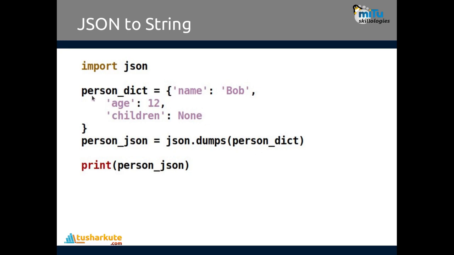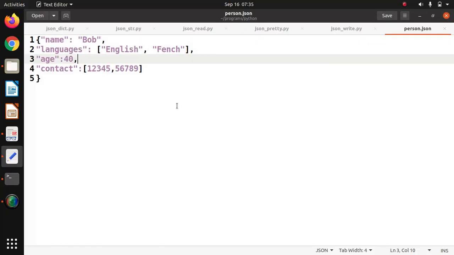Check out the example I mentioned here. Here the person dictionary is name Bob, age 12, children none. So this is a dictionary created here. With the help of this dictionary, I'll use the json.dumps method. The dictionary will be passed as a parameter to it, and it will be converted into a string format, whose name is person_JSON. It's just the inverse operation of what loads does; dumps means dump to string. With that, the JSON or dictionary format is converted into a string. Let's check that out also.